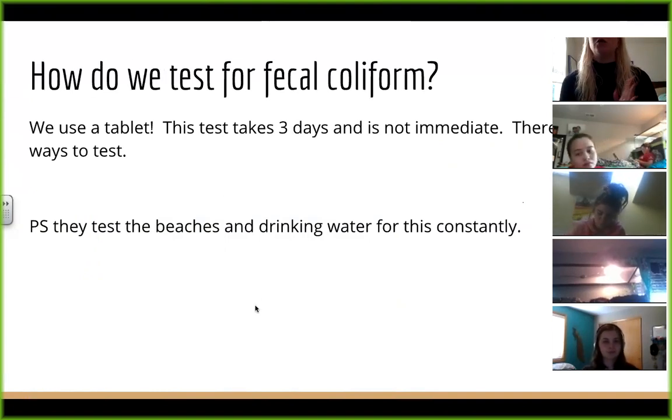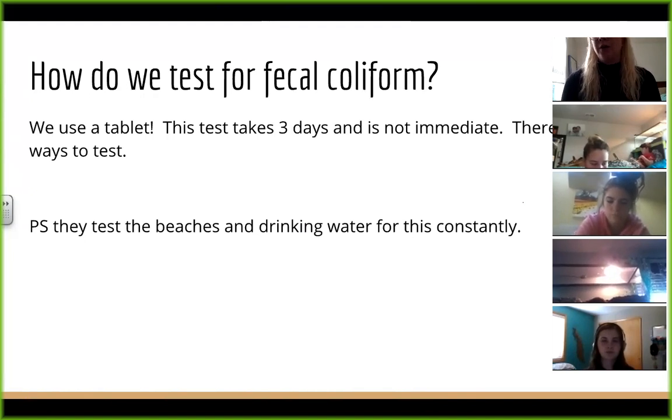And they test beaches and drinking water and lakes and everything for fecal coliform, right? They also test for E. coli a lot of times, and they can do other bacterial tests as well.